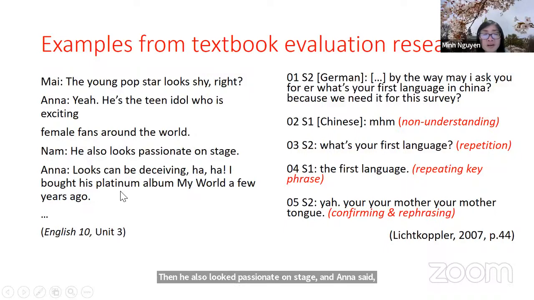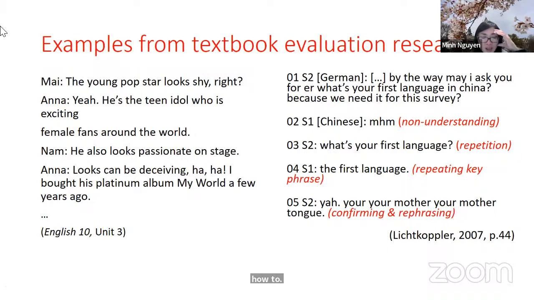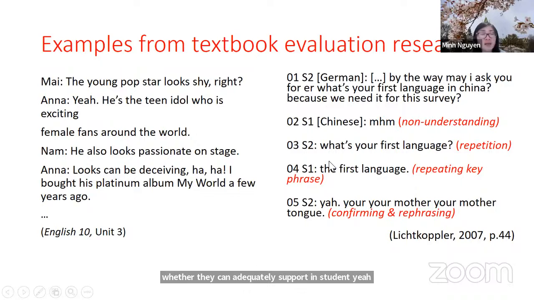So you can see that the communication is so smooth. No miscommunication, no non-understanding, no need to repeat yourself or confirm or rephrase, which is so different from real life communication, when there can be interruption, there can be misunderstanding, and then you need to learn how to resolve all these problems. All right. So with this kind of materials, it is questionable whether they can adequately support students in expanding their strategic repertoires for successful negotiation across variational interaction.